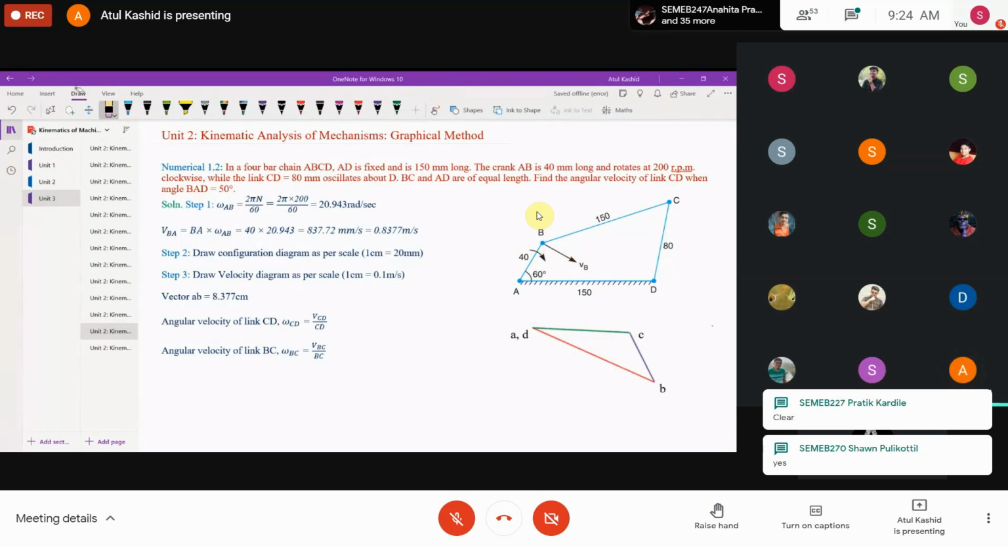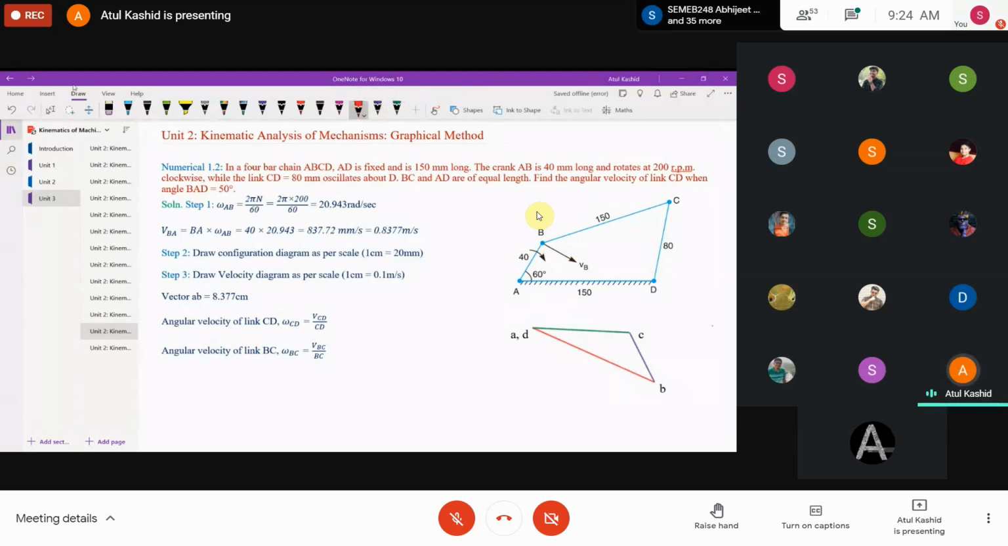Now, here we will start drawing the velocity diagram. Now we know the velocities of all the links. We'll start with the velocity diagram. And when you start with the velocity diagram, the very first step is to identify the fixed points, right? Because we know the concept of relative velocity, right?